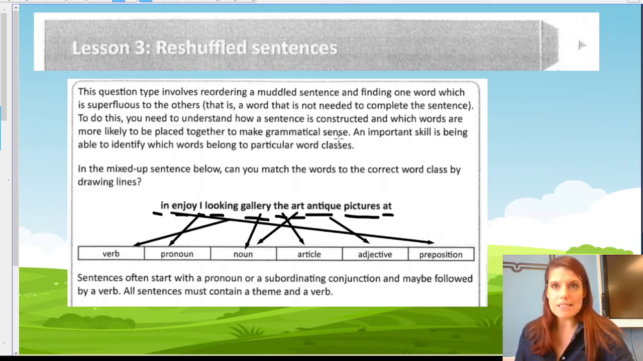Now, a sentence is always constructed of a subject and a verb. So what is a sentence about? That's a subject, or it might be the object of the sentence. And then there is an action that happens. So that's our most basic construction of a main clause or a simple sentence.